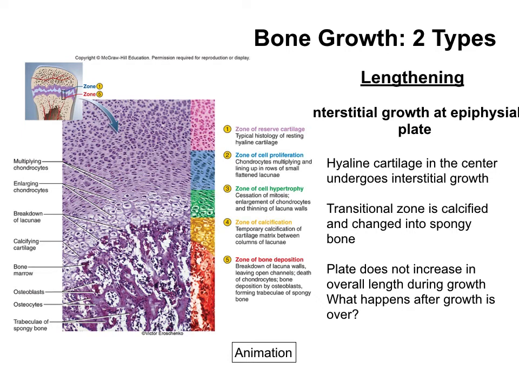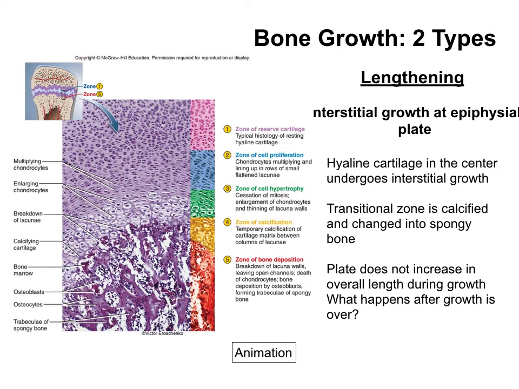Now we're going to talk about bone lengthening first. And bone lengthening is going to involve interstitial growth at the epiphyseal plate. Now, the reason we're going to use that epiphyseal plate up to and including puberty is because cartilage can use interstitial growth and lengthen. Your chondrocytes have the ability to reproduce and to make new matrix. Bone tissue can't. Osteocytes lack the ability to do interstitial growth. They can't divide and make new matrix.